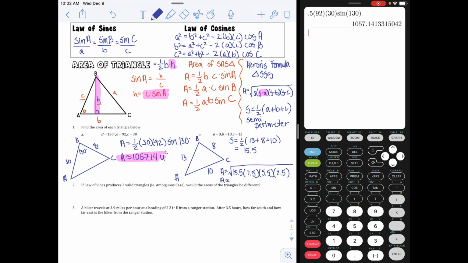Plugging all of that in, make sure it's underneath the square root. You should be getting a 39.98 units squared. Again, don't forget the units squared, guys.